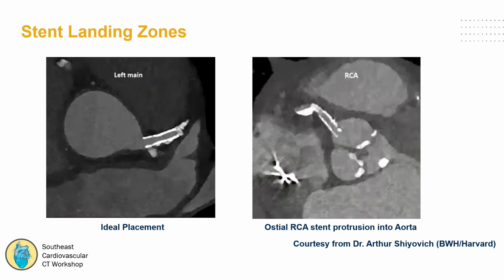And finally, proper stent landing zones are critical. On the left is an example of ideal positioning. On the right, an ostial RCA stent protrudes into the aorta. And CT is particularly helpful for evaluating ostial stent positioning because it provides excellent three-dimensional visualization of the relationship between the stent and the surrounding anatomy.